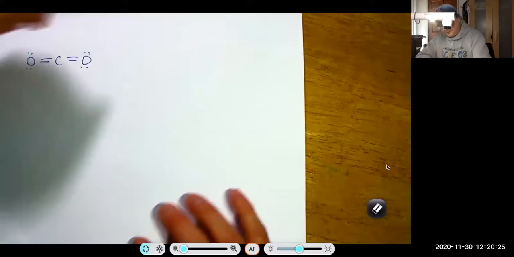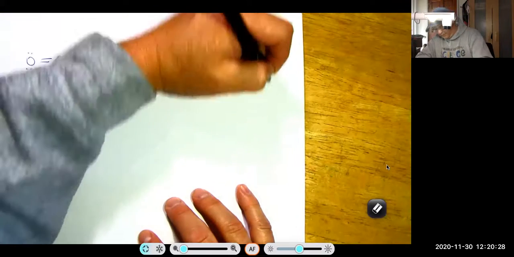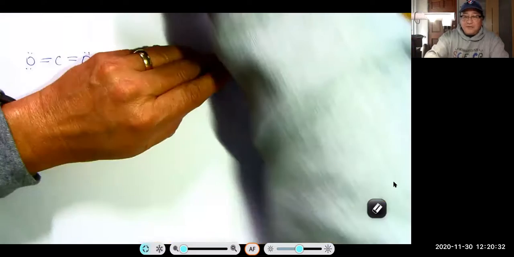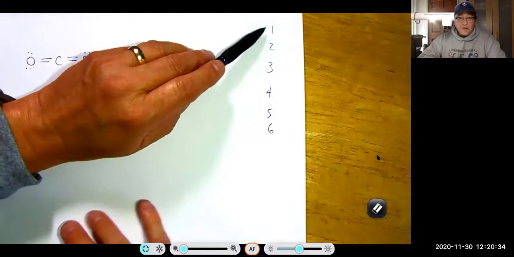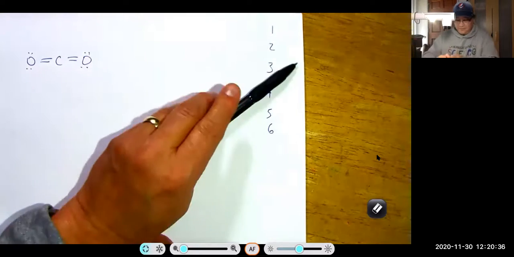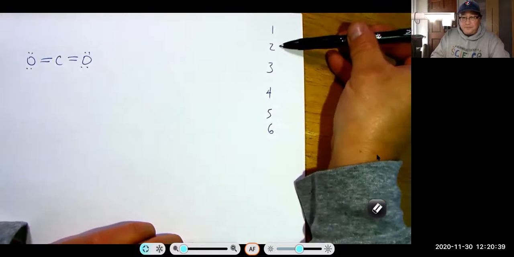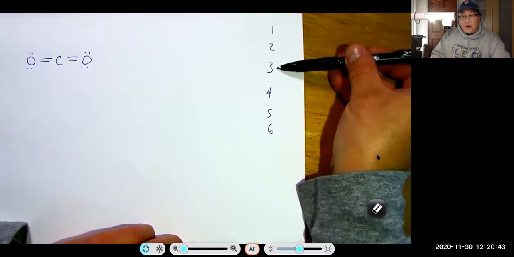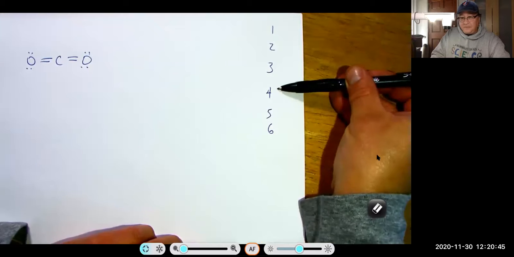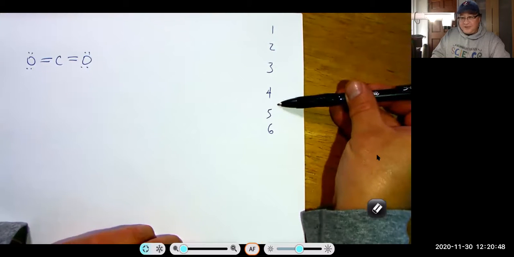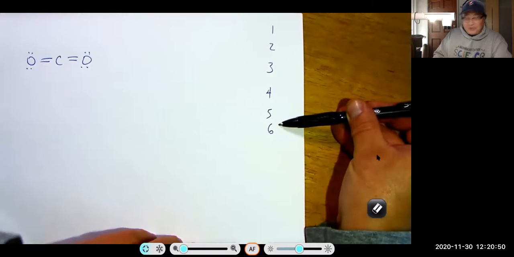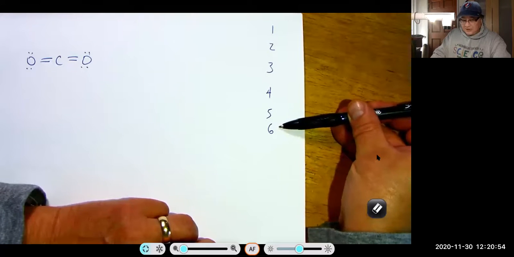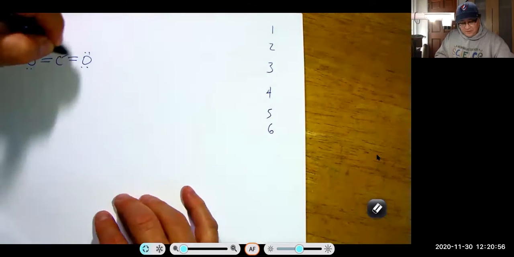So how many pairs? When I point to the right one, you give me the thumbs up. 1, 2, 3, 4, 5, 6. I didn't see you vote, Harry, so we're going to try it again. You think there's 6 here? Okay, and the answer is 2. 1, 2.